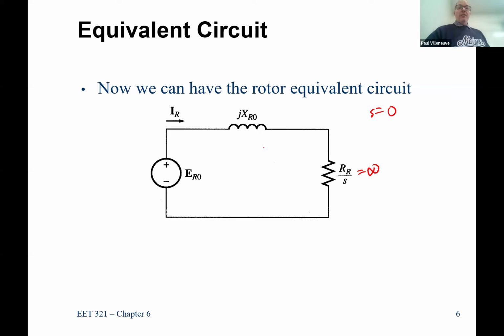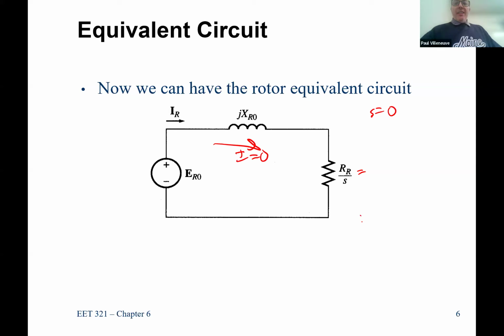How much current do I have when R sub R over S is equal to infinity? I get no current, right? Didn't we say when this thing is running at synchronous speed, it's just a hunk of iron that's rotating along? It doesn't have any magnetic field. So I get no values there, none whatsoever.